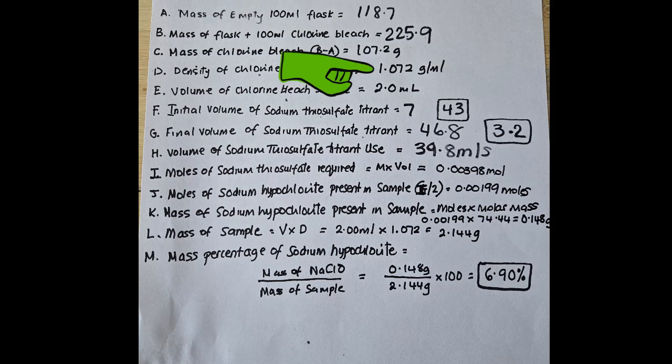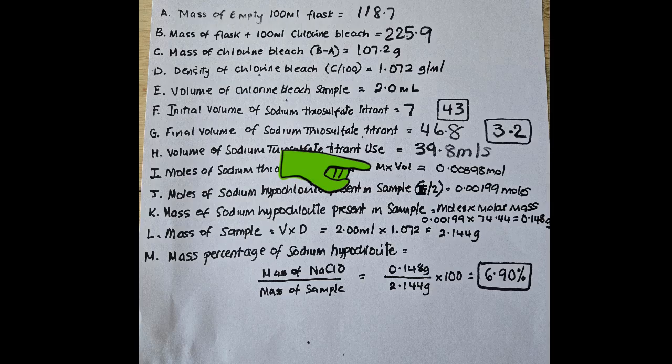Okay, so here are all my notes and calculations. So the first thing we want to do is calculate the density. And we do that by taking the mass of the bleach, which is 107.2 grams, and divide that by 100 mLs. And that gives us a density of 1.072 grams per mL.